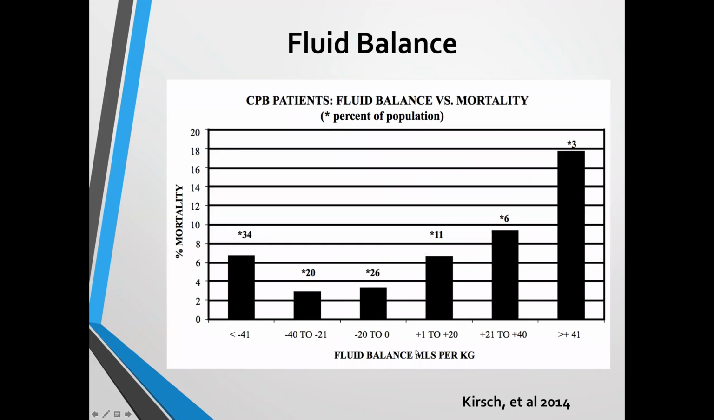This is a very good study done at Children's Hospital of Philadelphia. They found that fluid balance on bypass affects outcome, with the least mortality when the balance is between -40 and -21 ml per kg. Not too much negative and not positive. The more positive the patient, the more the mortality increases dramatically. So the fluid balance should be calculated well. It's not easy, not in all centers as well.